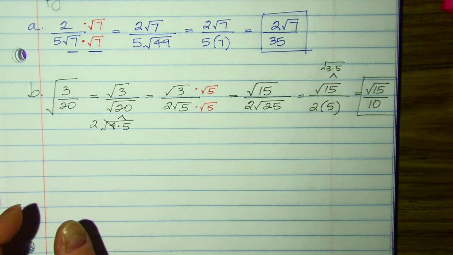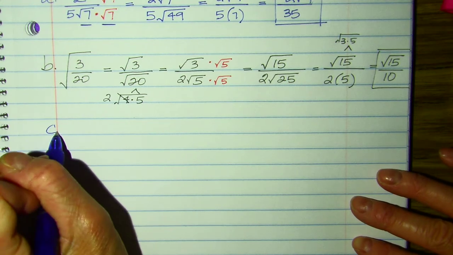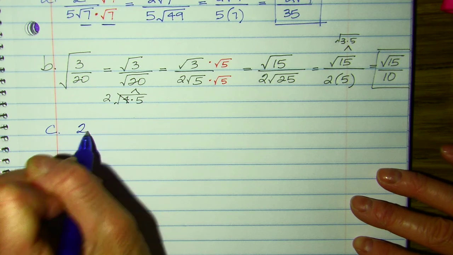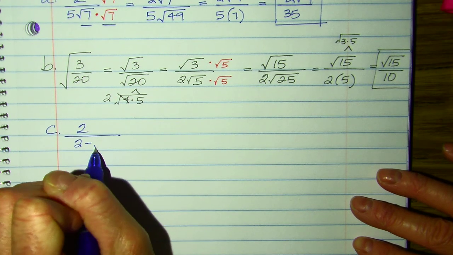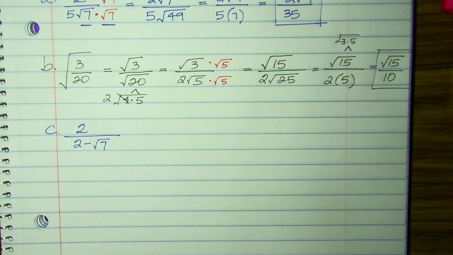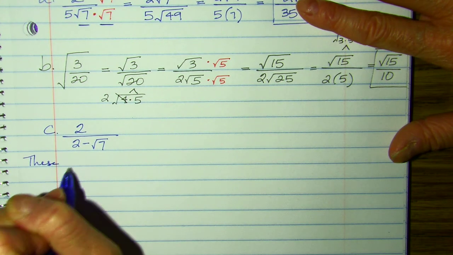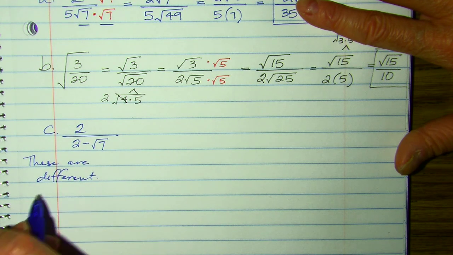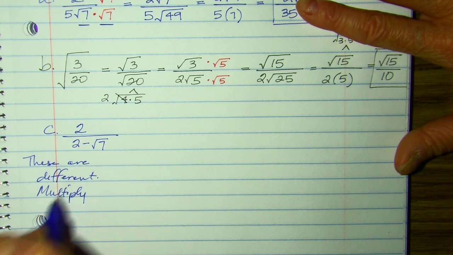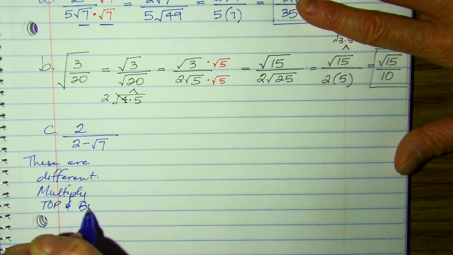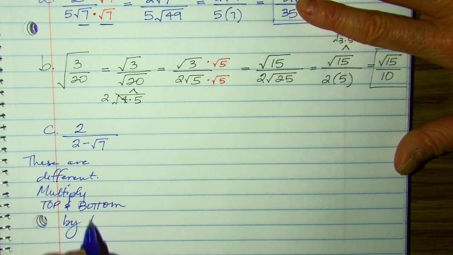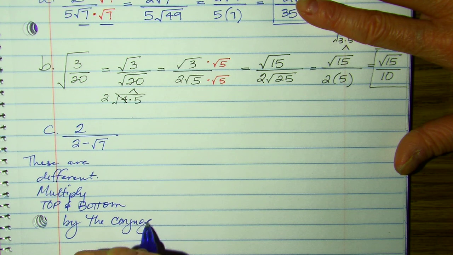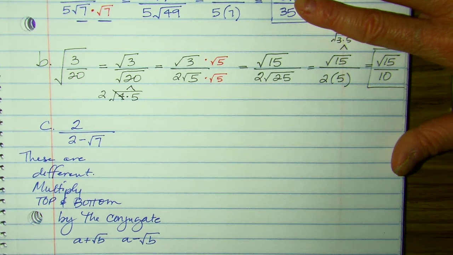All right, now the next three are different. So part C, we're going to rationalize 2 divided by 2 minus the square root of 7. Now these are different. Okay, I have to multiply top and bottom by the conjugate. For a plus the square root of b, the conjugate would be a minus the square root of b. So the only thing we change is the sign.